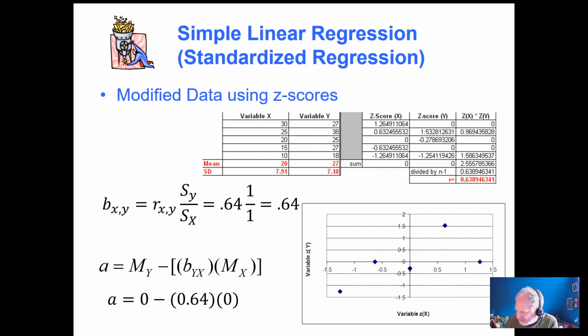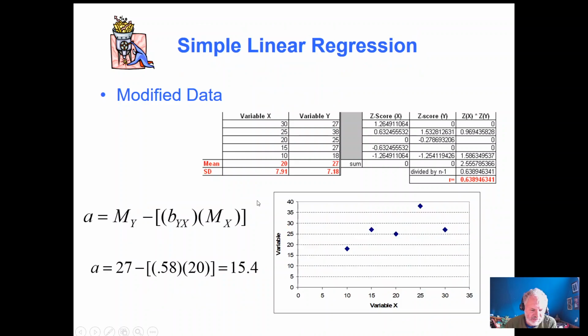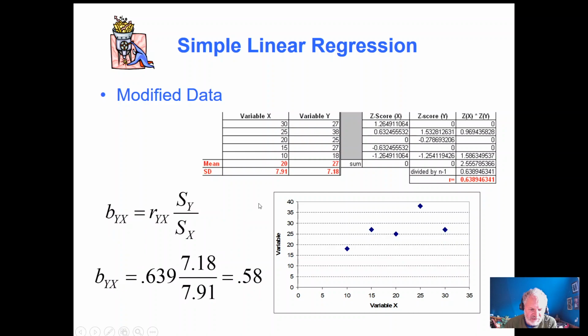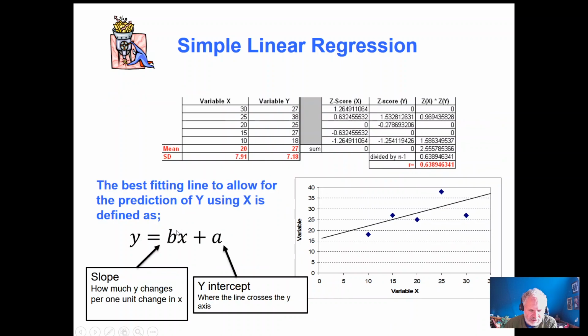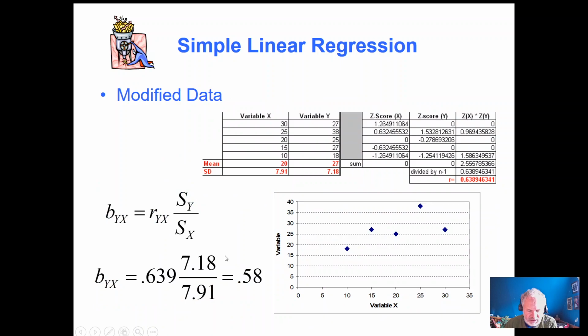You'll sometimes see standardized slope functions, or a regression line that has the standardized functions, but that's more for next semester. So I'm just introducing it now to let you know what it is. So just to go back, my final equation is here. The slope function is 0.58x, and the y-intercept is 15.4.